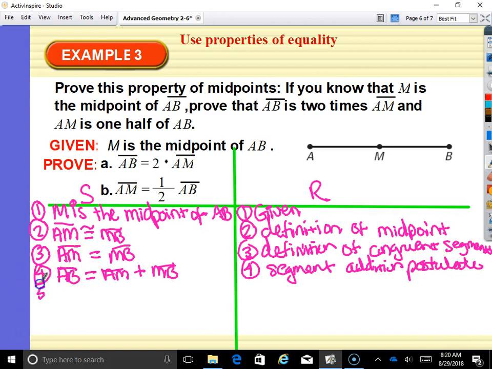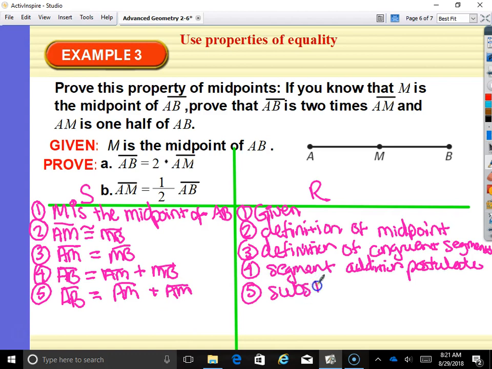All right, so now let's look at what I have. I have AB equals AM plus MB. I want it to be 2 times AM. So I want this MB to be an AM. Can I do that? Right here. Substitution. AB equals AM plus AM. Substitution. So you guys see how I keep going to what I'm trying to prove to see what to do next? Well, AM plus AM, isn't that 2 AM? Simplify, right?